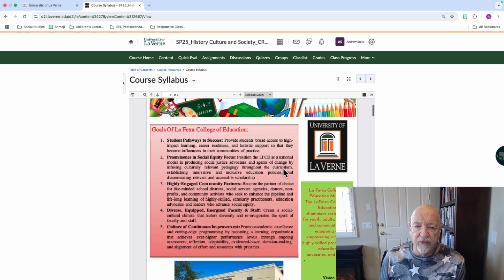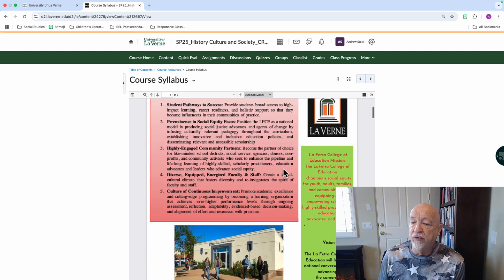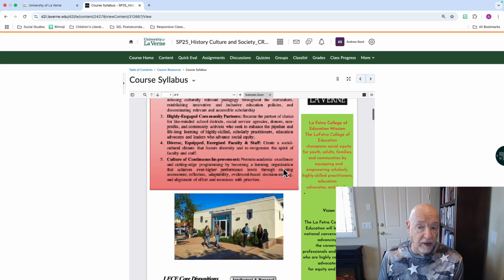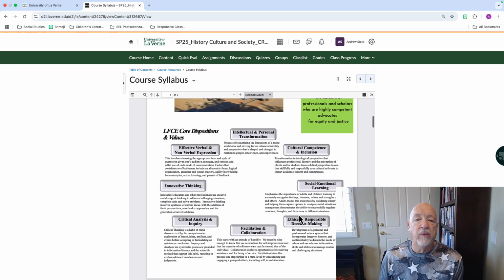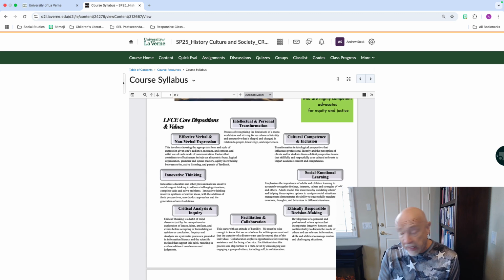These are the goals, and I'm going to let you read over those when you take a look at your own syllabus. And I also have the mission and vision of our college. We have some core dispositions and values. There's one that I particularly like. I like all of them, but there's one that I am very much enamored with, and that's social emotional learning, and we're going to be doing some of that.